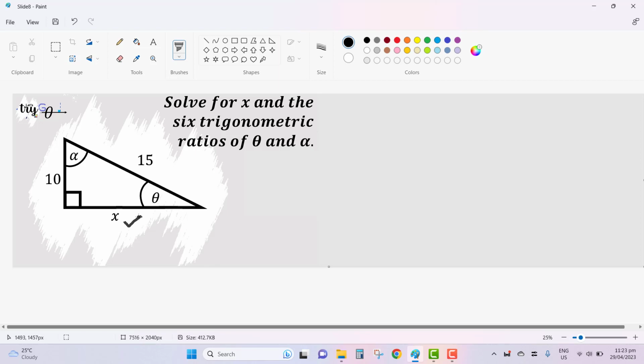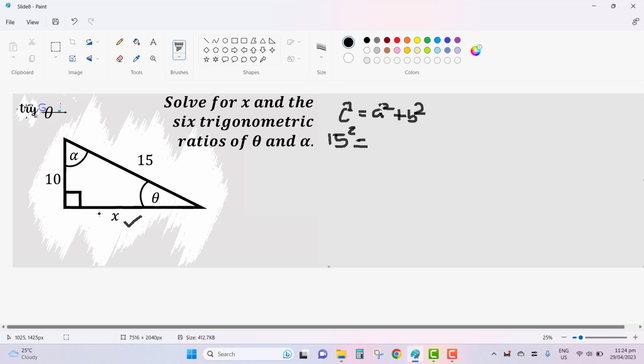Since this is a right triangle, we can use the Pythagorean theorem, which states that the square of the hypotenuse is equal to the sum of the squares of the two legs of the right triangle. In this case, we need to identify which is the hypotenuse. The hypotenuse is the longest side of a right triangle, and it's also the side directly opposite your 90-degree angle. That would mean we can say C, being 15, squared is equal to A.